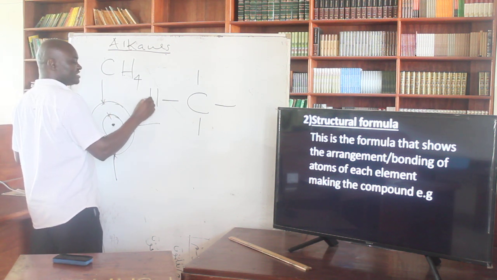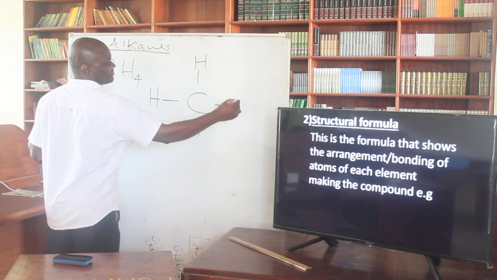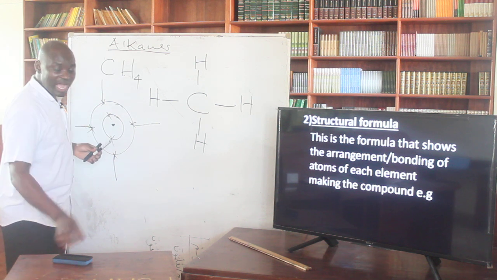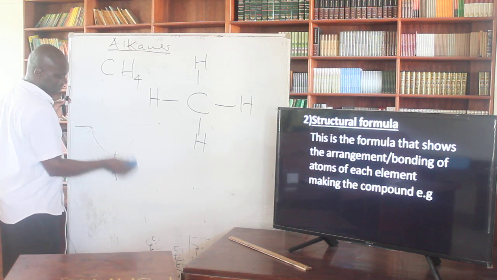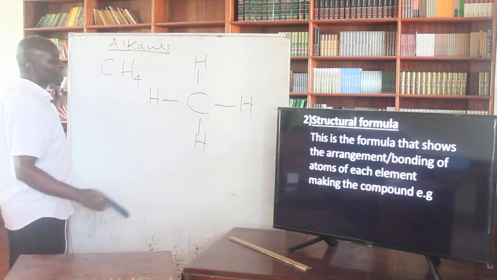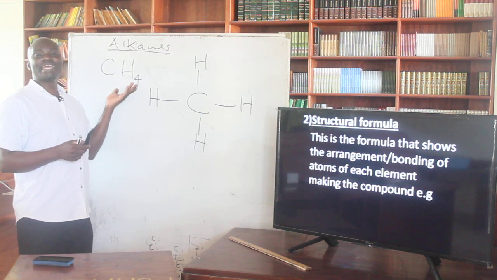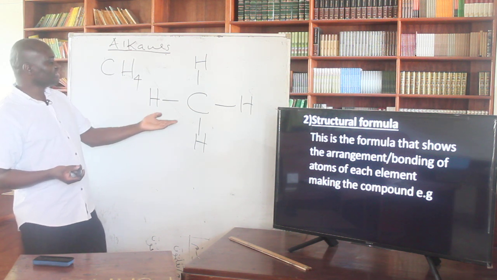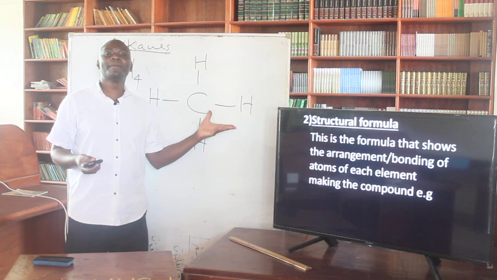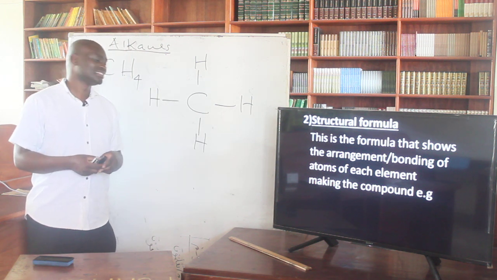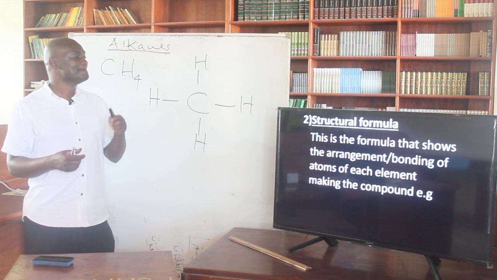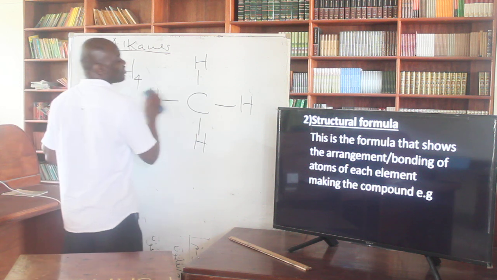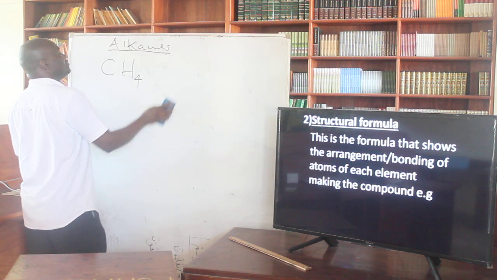So we can have hydrogen here, the second hydrogen there, the third, and then the fourth. If you look at the two formulae, this one represents the molecular formula, showing just the number and the identity. But now this one, as we have gone further to show the bonding of the atoms of each element making up this hydrocarbon, is an example of a structural formula.